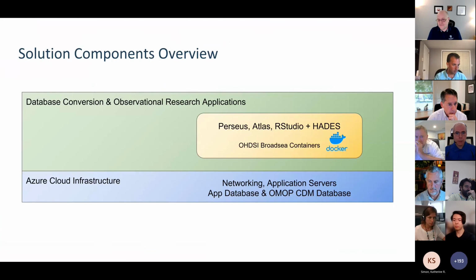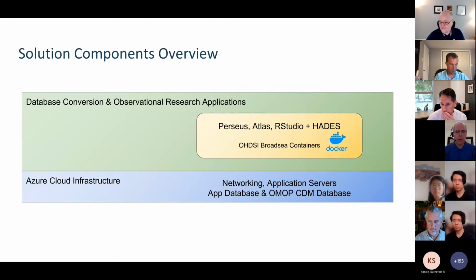Thanks, Paul. So I wanted to just give some context to the different components, different pieces that make up this solution. I think of it in two different layers. There's all the infrastructure pieces, the networking, the application servers, the databases. And then on top of that, you have what we really want, which is all the applications.